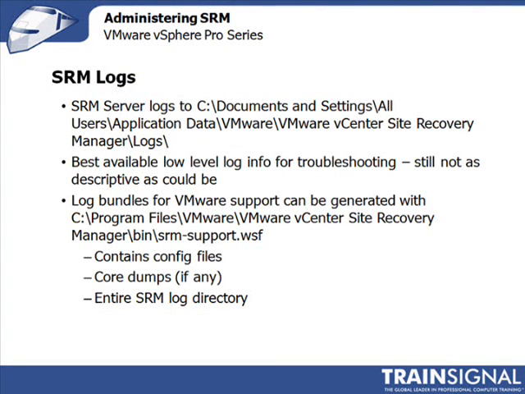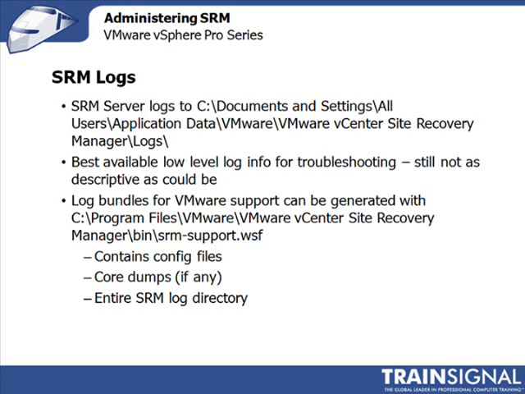All right, let's talk about SRM logs. In your configuration of SRM and the ongoing administration, things might not always go according to plan, and Murphy's Law will happen. That's where logging is helpful to help you resolve and troubleshoot issues that you have with your environment. To find the logs for Site Recovery Manager, you'll simply need to go to the following directory location: C, Documents and Settings, All Users, Application Data, VMware, VMware vCenter Site Recovery Manager, and inside of that is a logs directory.